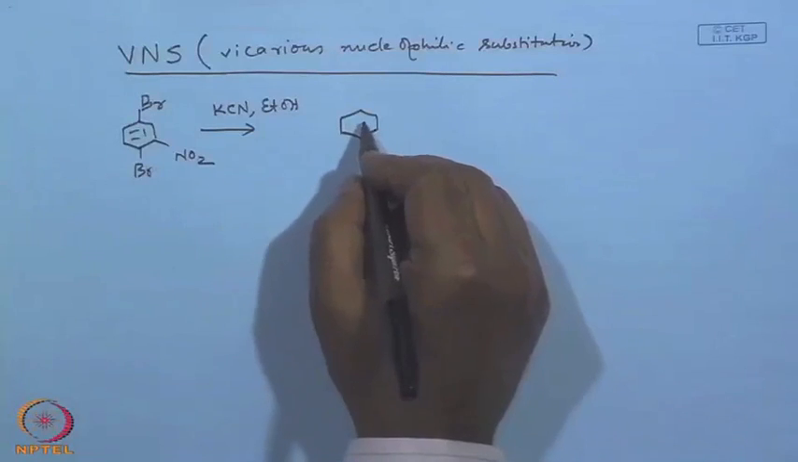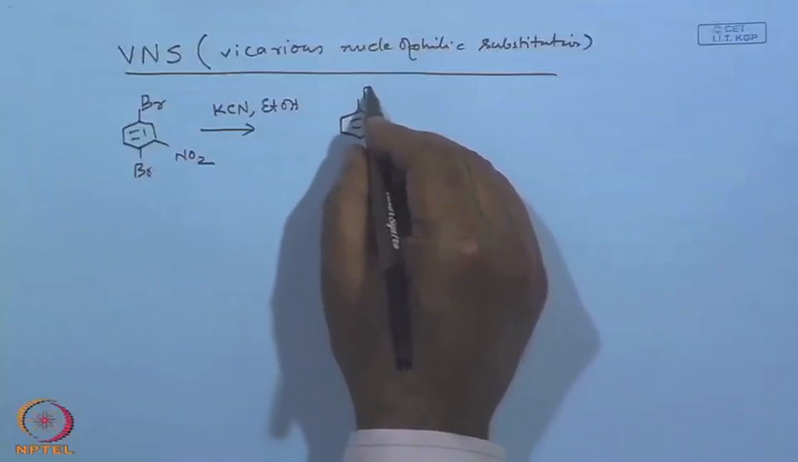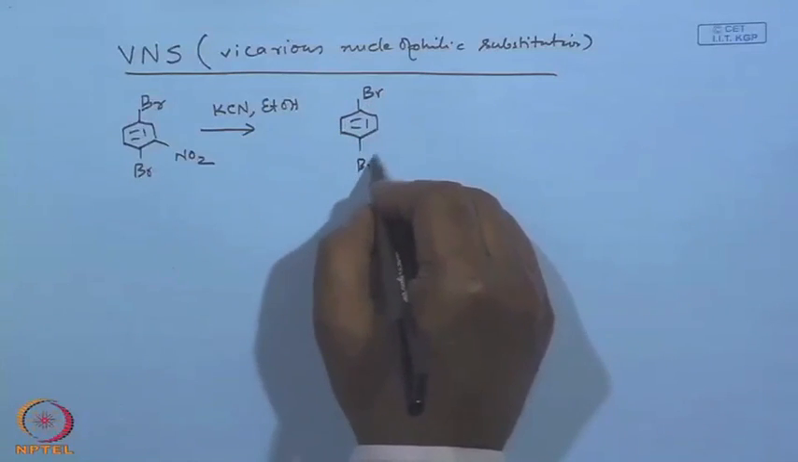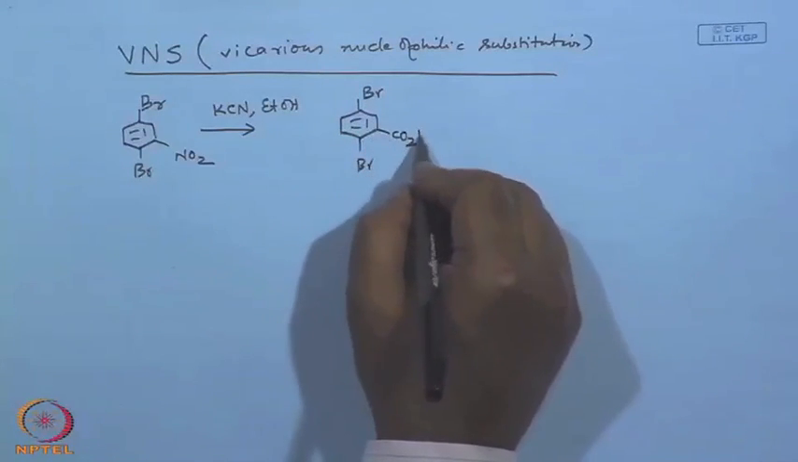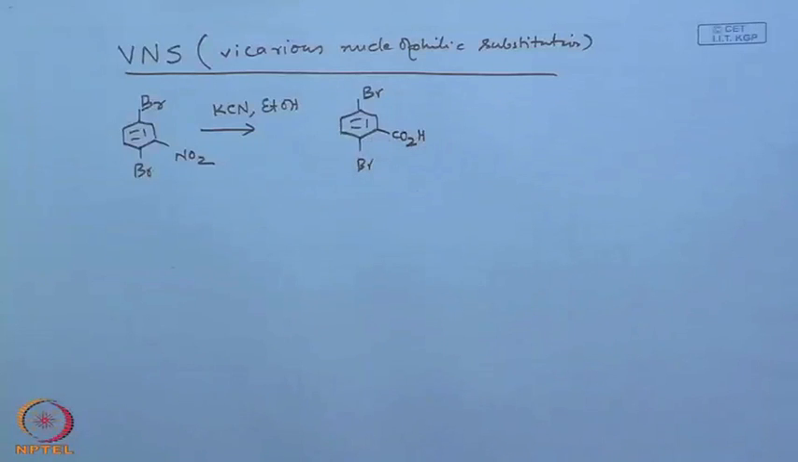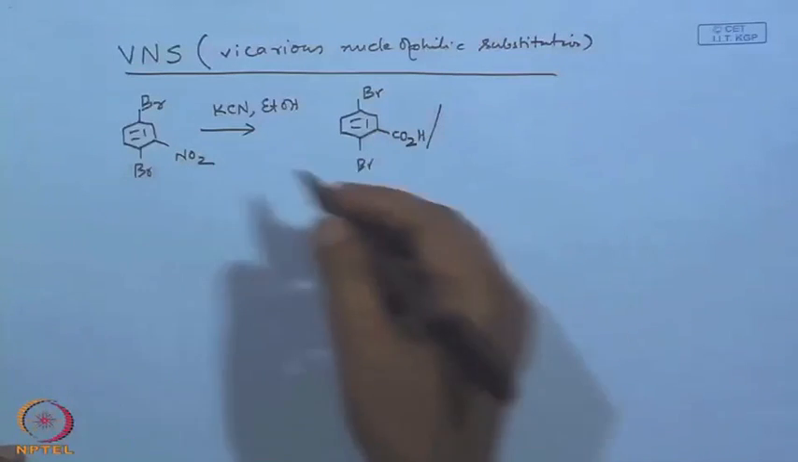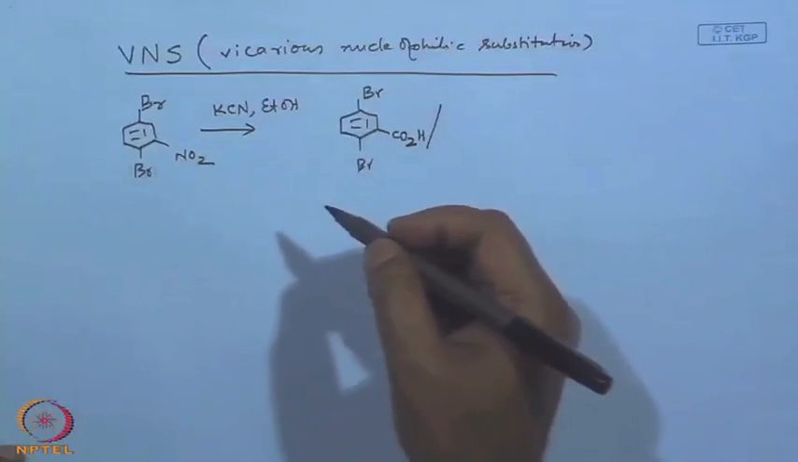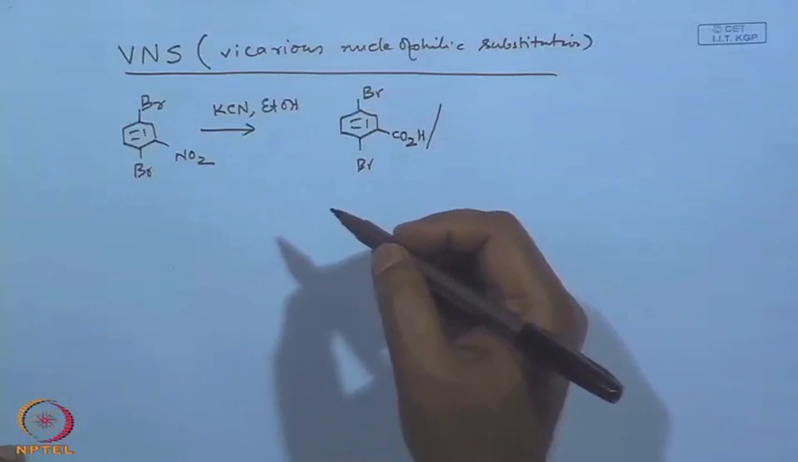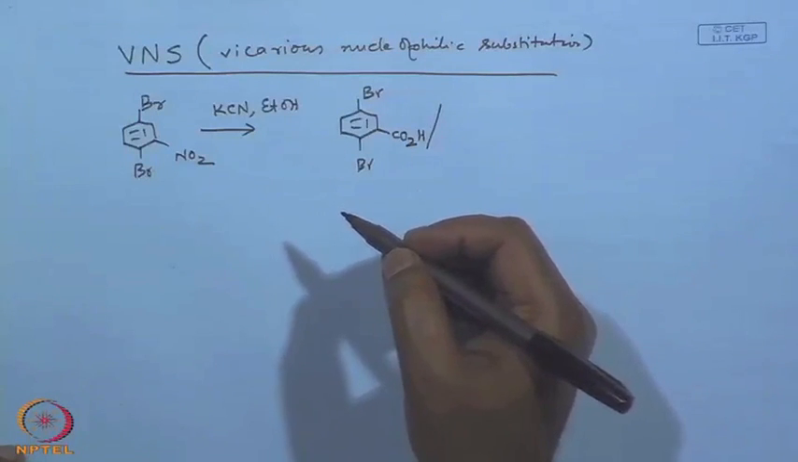So what is the product then? The product is a nice product, actually often we forget. So it is this, or we can say just reverse it. Basically that means the carboxylic acid is getting introduced ortho to the nitro group. Krishna, did you know this reaction before? That is what I thought. Okay. Any case, this is a kind of reaction called vicarious substitution, it is very unusual.